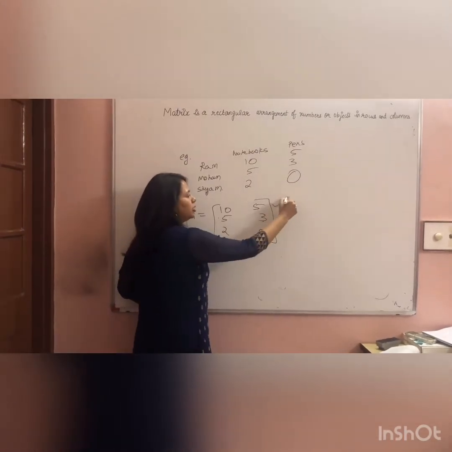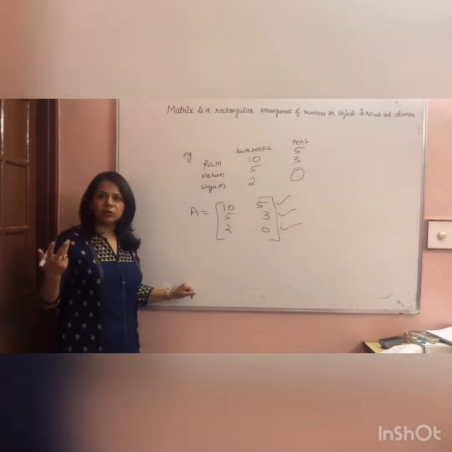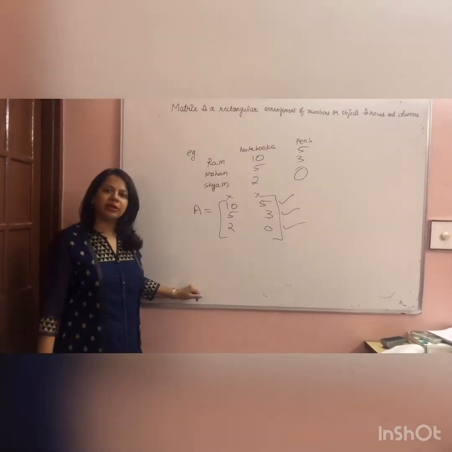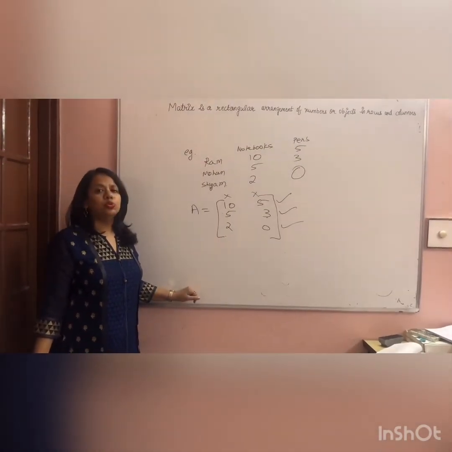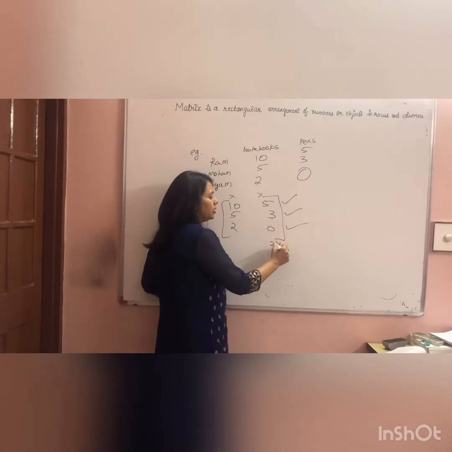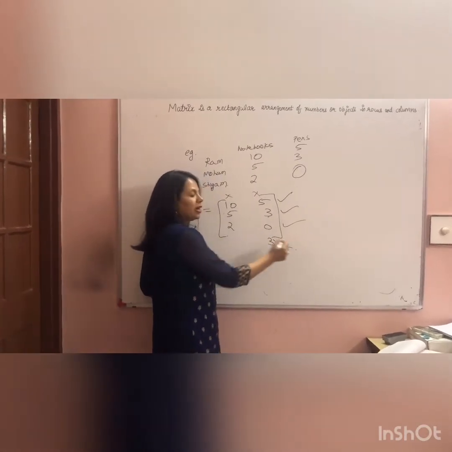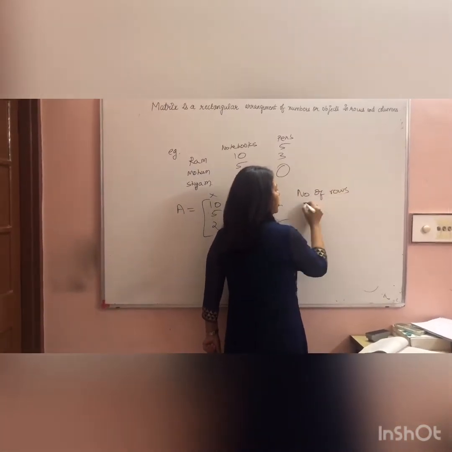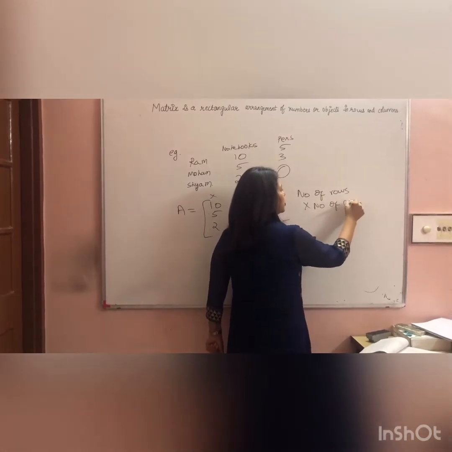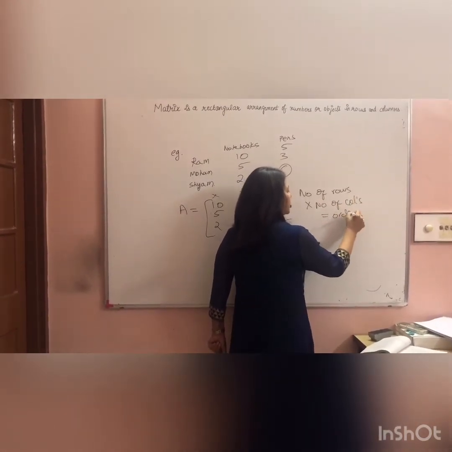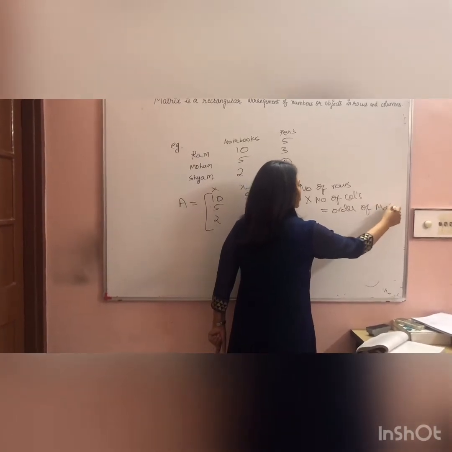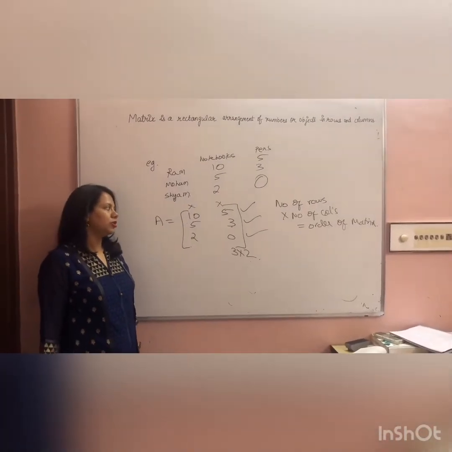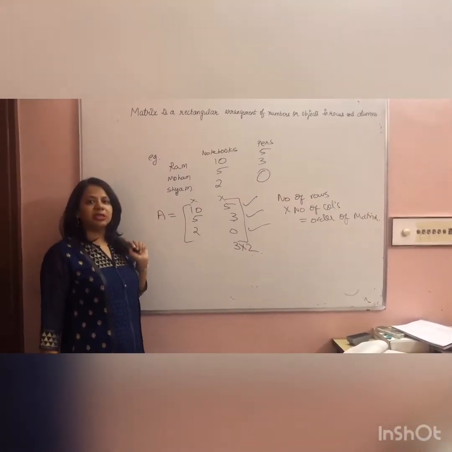So how many horizontal lines do I have? I have 3 horizontal lines over here, so I have 3 rows. And how many vertical lines do I have? I have 2 vertical lines, so those are 2 columns. So there are 3 rows and 2 columns. Number of rows into number of columns gives me the order of the matrix. So the order of this matrix is 3 into 2.